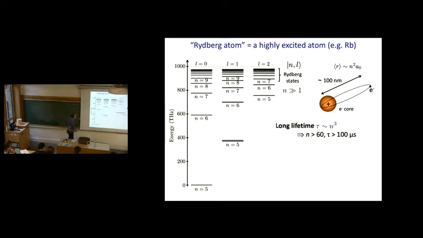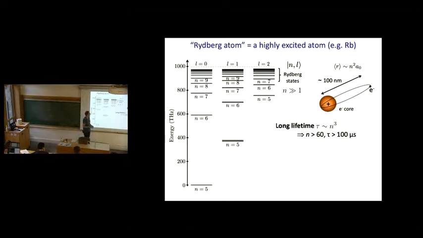So the consequences of this large atom are twofold. The first one is that the atoms have a long lifetime. I'm not going to do the scaling, but this lifetime would scale like the cube of the principal quantum number. So essentially it means that because the orbit is so large, the radiation of energy is much less efficient because it has a large radius.